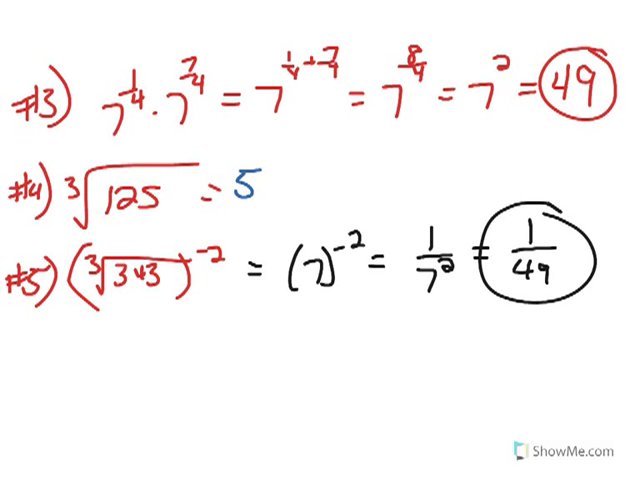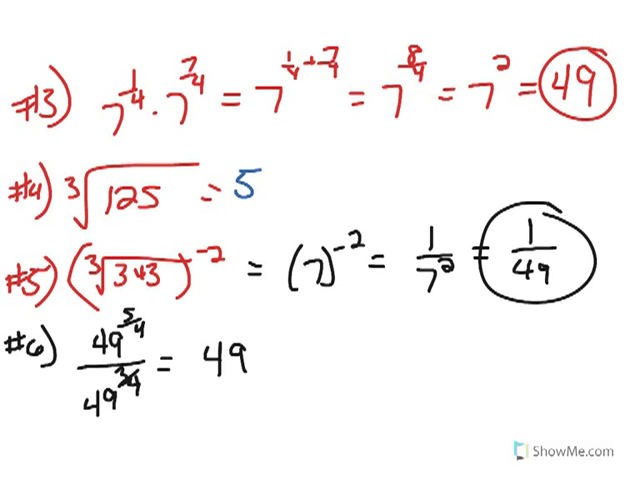One more example, with the directions being just to evaluate. 49 to the 5/4 divided by 49 to the 3/4. Once again, lots of different orders you could do this in. I'm going to choose to use the quotient property first, which says if you take a base that's divided by the same base, in this case our bases are 49, you can take the numerator's exponent and subtract from it the denominator's exponent. 5/4 minus 3/4 would be 1/4.